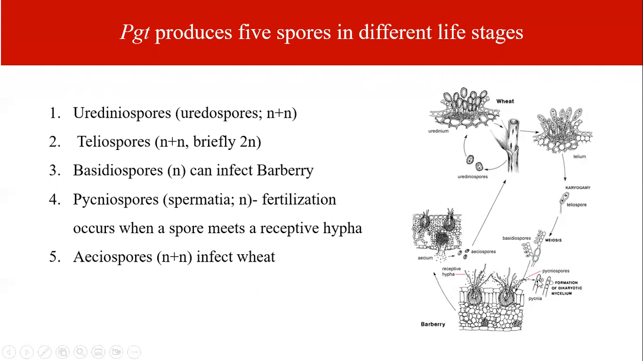During the sexual stage, fertilization occurs when a spore meets a receptive hypha. Spores such as urediniospores, teliospores, and aeciospores are dikaryotic because they have two nuclei per cell.